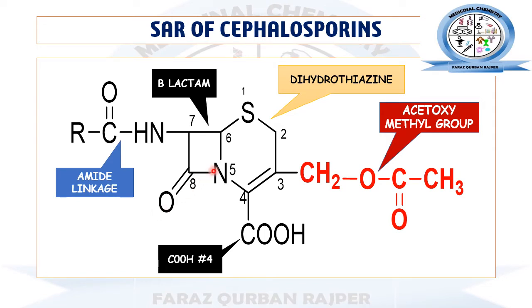First of all, you have to draw this beta-lactam ring and then fuse it with the 6-membered heterocyclic dihydrothiazine ring, and then place the acetoxymethyl group at the 3rd position, and at the 4th position place the carboxylic acid functional group, and at the 7th position place the acyl amino side chain. Clear? So now let's learn about the different structural modifications at the various sites of the cephalosporin chemical structure.